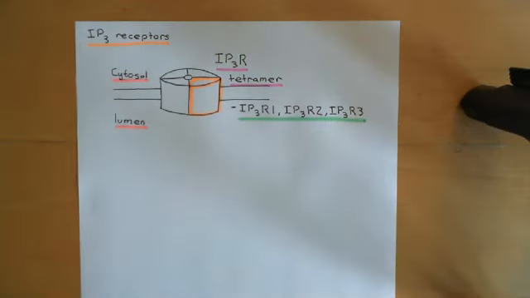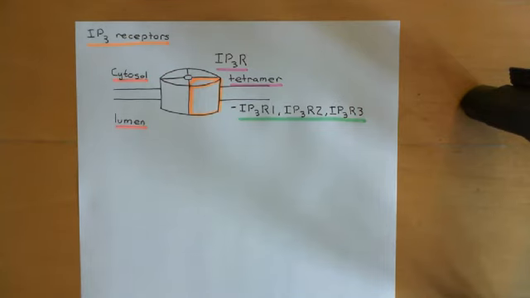Okay, and they are all coded for by different genes. So this means it's more complex with regards to how to actually assemble an IP3 receptor tetramer, because now we have these 3 different IP3 receptor subunits to choose from, and we have to fill 4 sockets with these IP3 receptor subunits. Okay, so how do you do it?